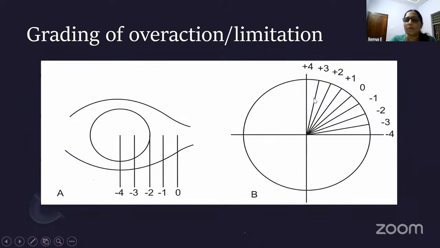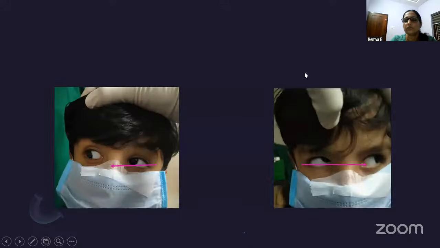Similarly, for the obliques, if it is underaction, this is the 0 position. Then from that you will get -1 to -4, and if it is going up, you will get +1 to +4. So here you can see when the child is looking to the left, what happens? The right eye is moving in like this, but the left eye is upshooting. So this child has a bilateral inferior oblique overaction.